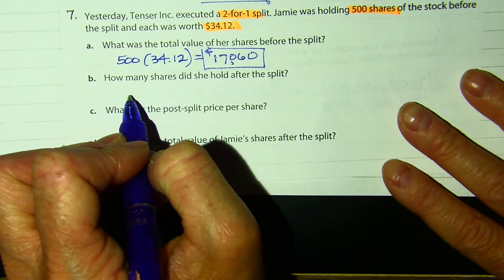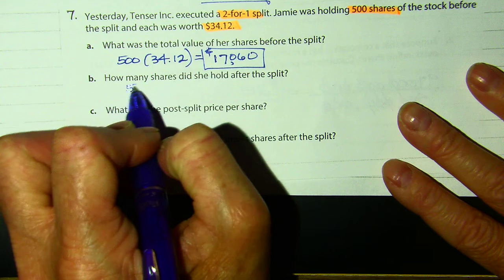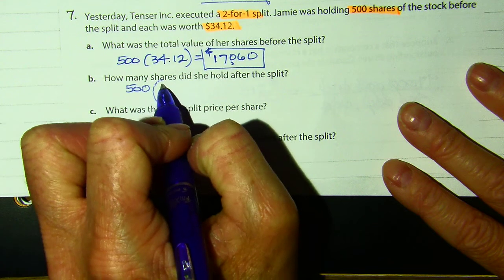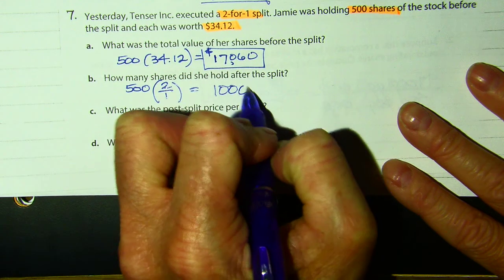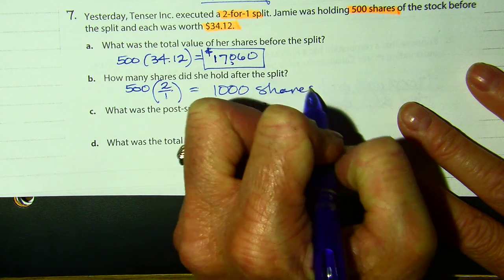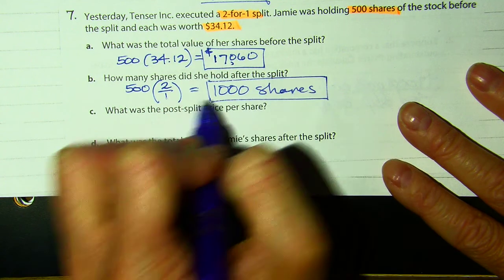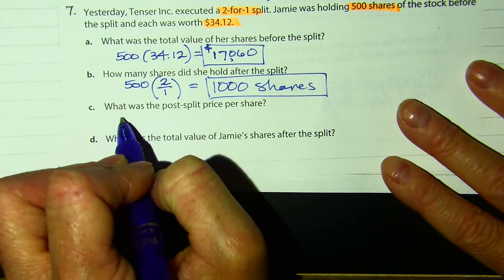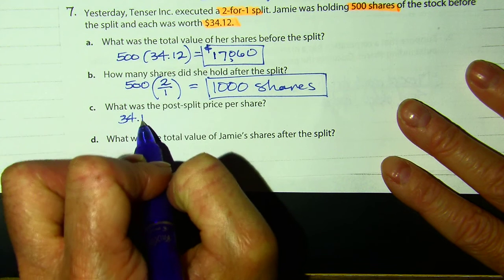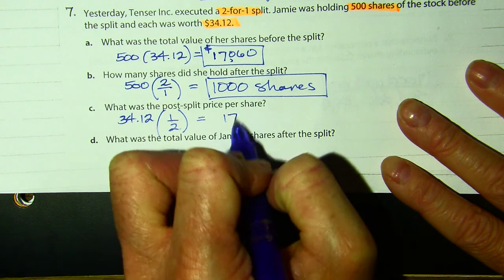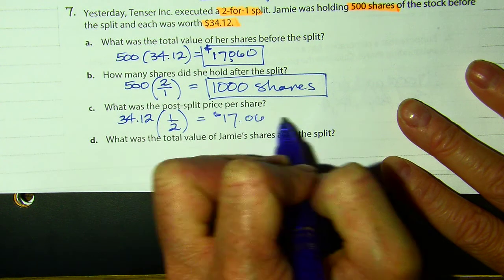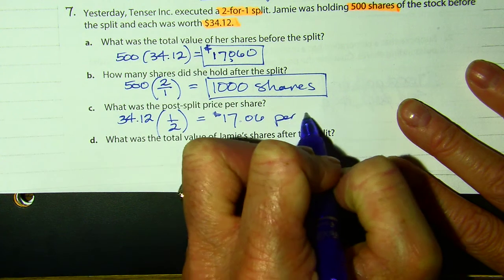How many shares did she hold after the split? Well, it'd be 500 times A, the first number, over the second. So now she holds 1,000 shares, doubles the shares. What was the post-split price? Well, the shares double, but the price cuts in half. And so her cost per share is $17.06 per share.